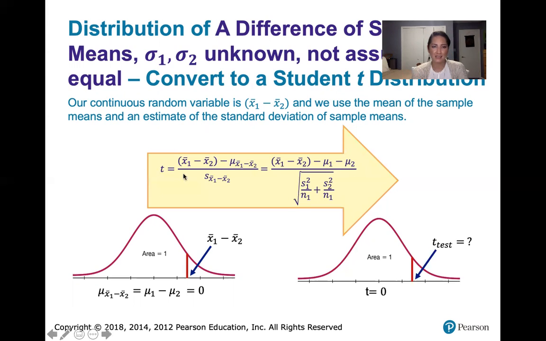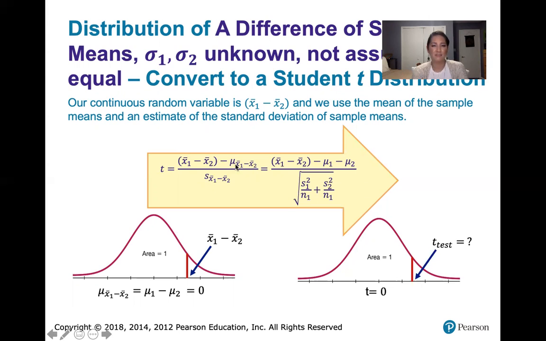So we take that difference and we subtract the mean of the distribution it came from, and we divide by not the standard deviation of the distribution it came from, but this estimate of the standard deviation. I've just got an S here instead of a sigma to represent that estimate of the standard deviation. That's going to give us a t-score.